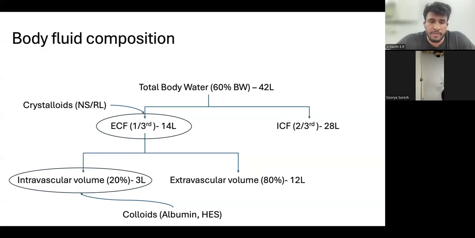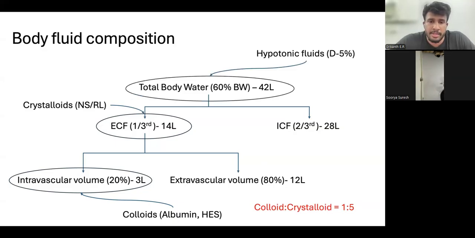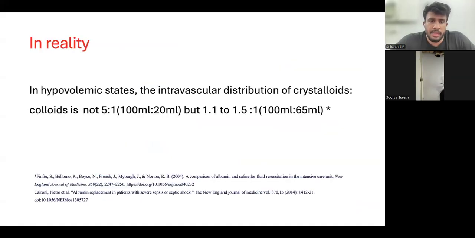So the basic ratio of the intravascular retention of these fluids, if you compare crystalloids to colloid, would be about 1:5. So if you give 1 liter of crystalloid, only about 20%, that is 200 ml, will remain in the intravascular volume. Whereas if you give hypotonic fluids like 5% dextrose, it will get distributed in the total body water, and the amount remaining in the intravascular volume would be only about 40 to 50 ml.